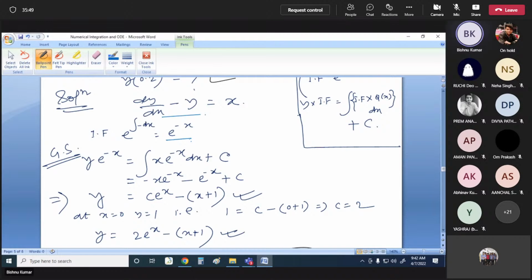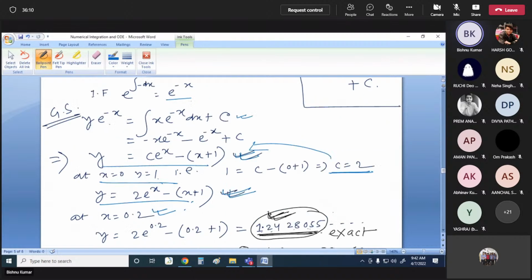Okay. In this solution, I am putting the initial condition, at x0, y0 is given, which is 1. I am getting the particular value of c. That c value I am putting here in the general solution. I am getting the particular curve, y equals a function of x. In that particular curve, I am putting x equals 0.2. So I am getting this type of answer. That is the exact answer, 1.2428, looks like that, 0.55 like that.